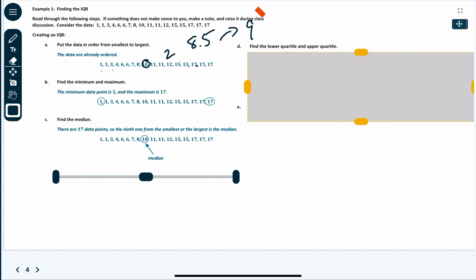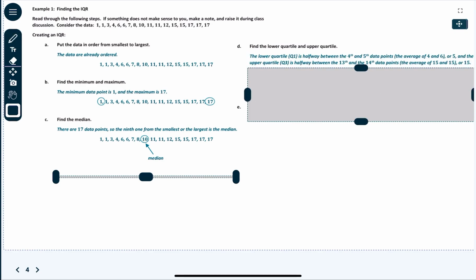Now it wants us to find the lower quartile. So what is the lower quartile? Remember, it would be the median of the lower quartile, or the lower range.